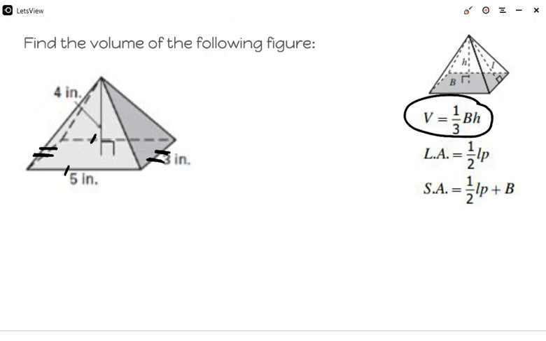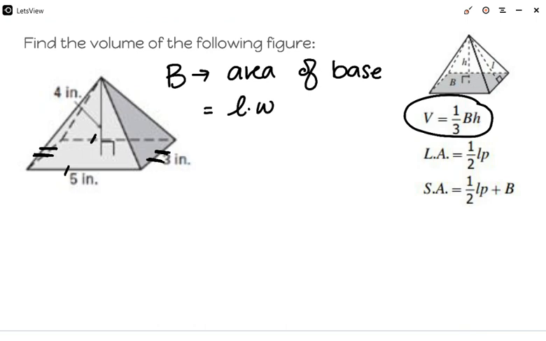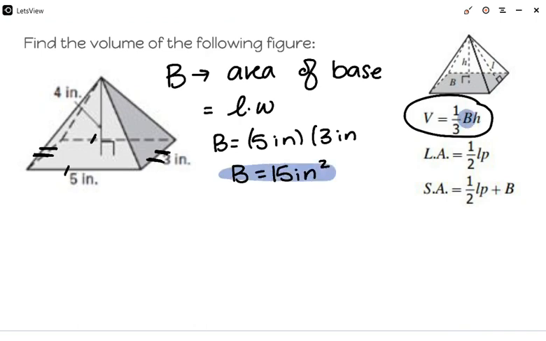That capital B stands for the area of our base. Since our base is a rectangle, we know that equals length times width. So B equals 5 inches times 3 inches, so B equals 15 inches squared. Now when I highlight that, we know our height and our base have to be perpendicular. So our height is going to be 4 inches.